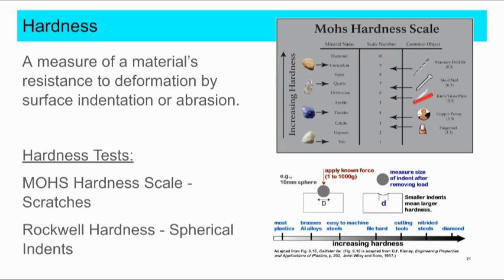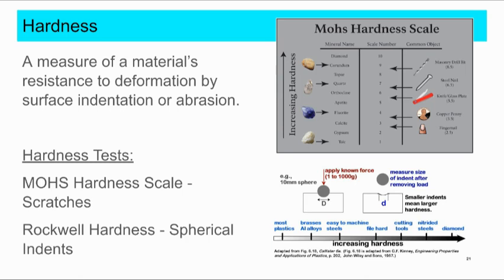Welcome. This podcast is going to look at hardness and how we can quantitatively measure and calculate the hardness of a material. Hardness is a measurement of the material's resistance to deformation by surface indentation or abrasion.